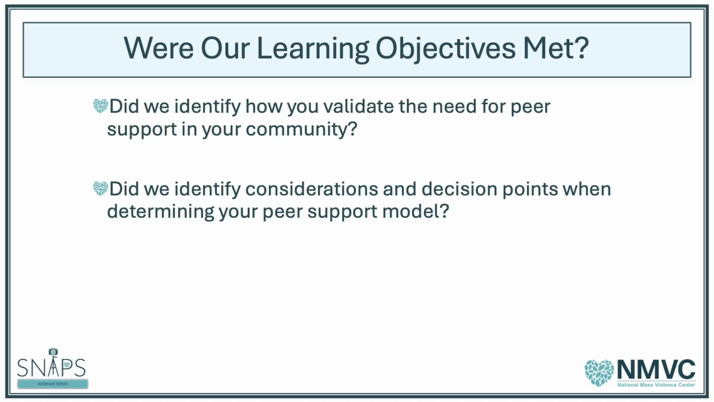Let's check back in on this SNAP's learning objectives. Number 1 was to explain how to assess and validate the needs for peer support within the community, recognizing that peer support is most effective when communities understand its benefits and are willing to engage. And 2, identify key considerations and decision points in developing a peer support model, including defining the target population and preparing the organization in order to ensure the model is created as a healthy and effective resource for those served.